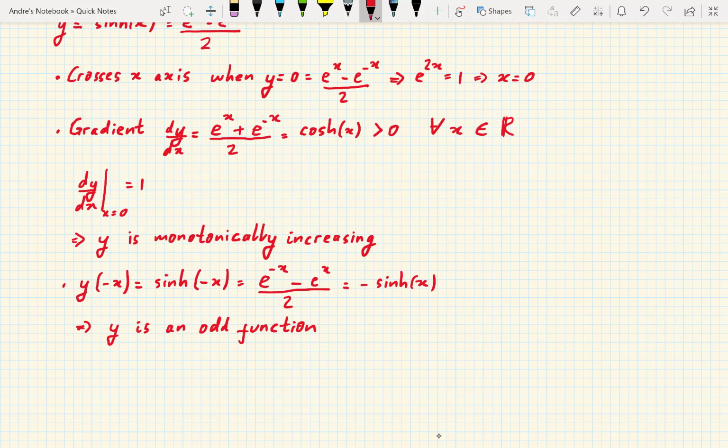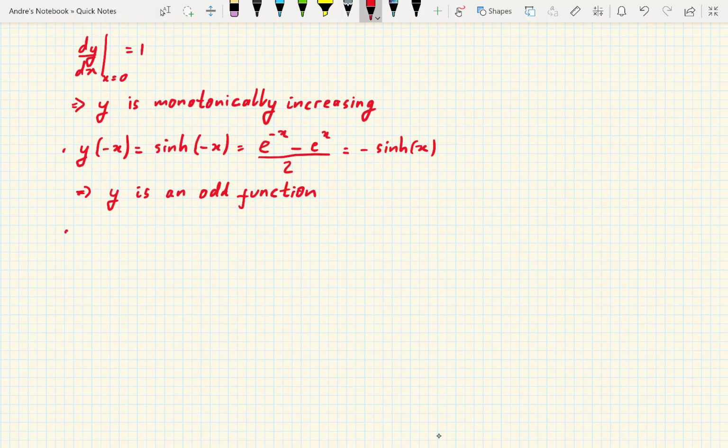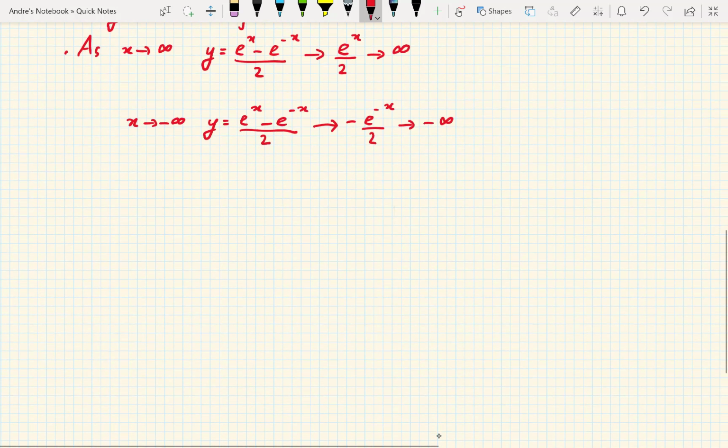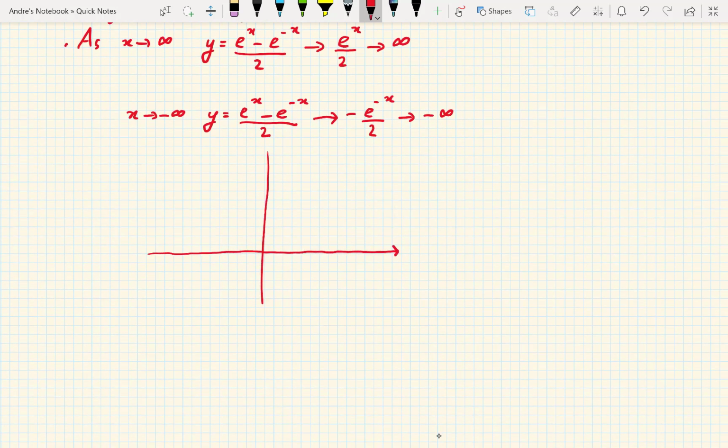What happens when x becomes large? Well, as x goes to infinity, e to the minus x becomes small relative to e to the x, so y tends to e to the x on 2, which tends to infinity. As x approaches minus infinity, e to the x becomes small relative to e to the minus x, so y tends to minus e to the minus x on 2, which tends to minus infinity. Putting these together gives the following sketch for y. Don't forget to label the axes, origin, and the curve itself.